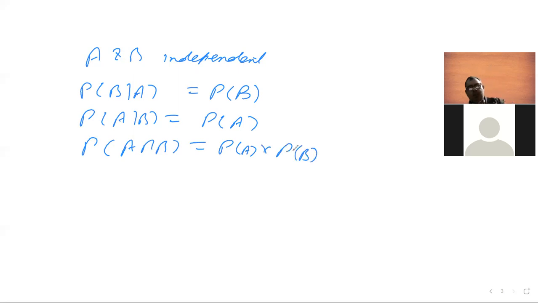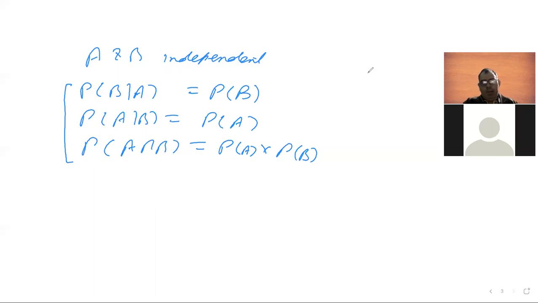Is it okay? So suppose you have to prove whether these two events are independent or not, you just have to prove these three identities, and you will conclude whether A and B are independent or not.